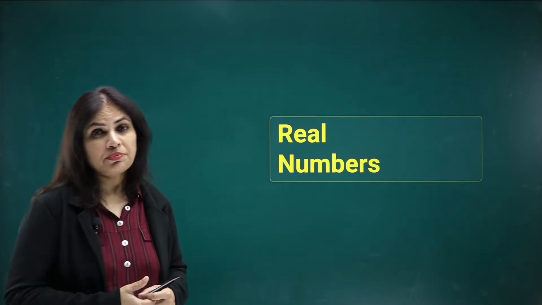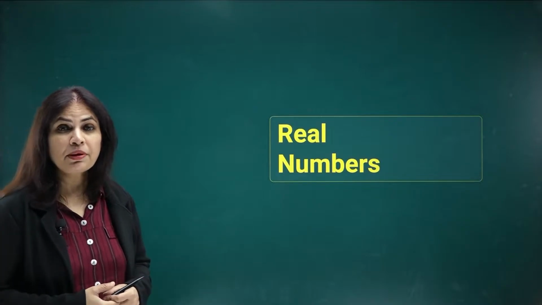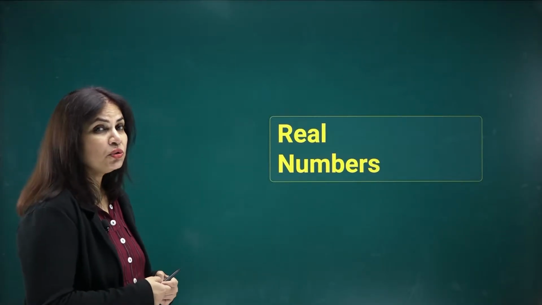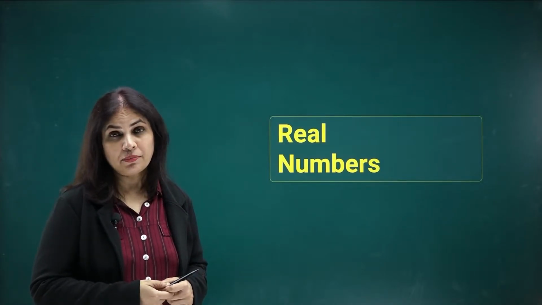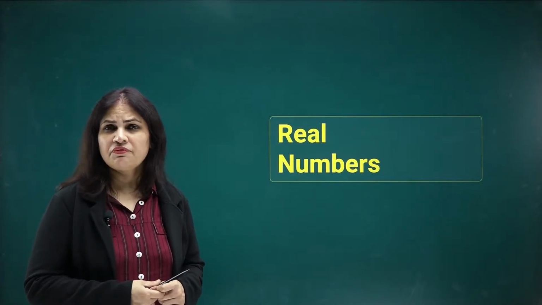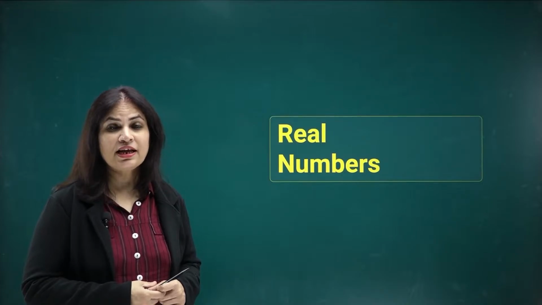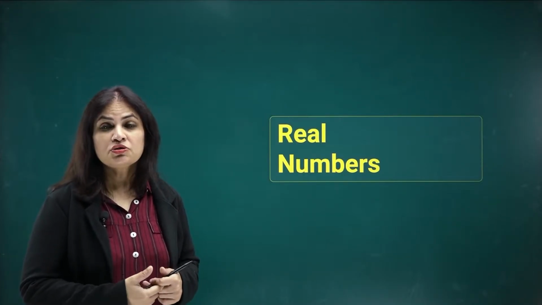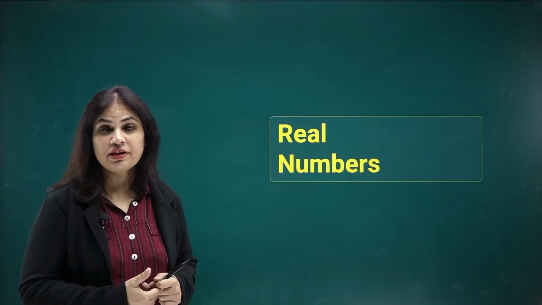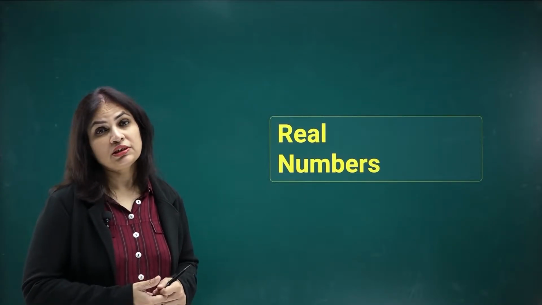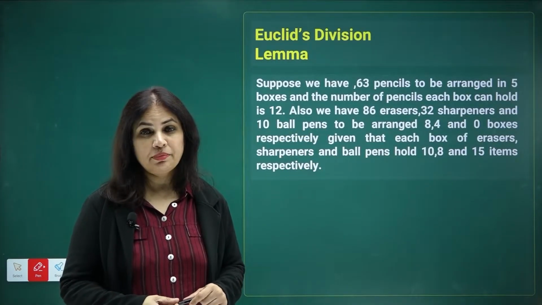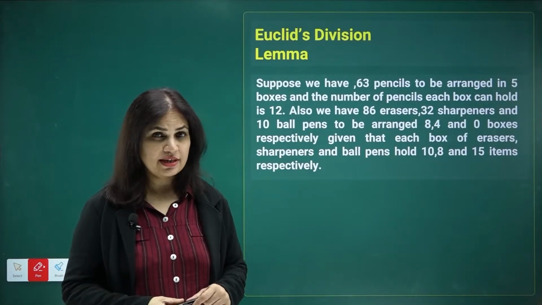Now under this chapter, real numbers, we will be studying some important properties of real numbers, the first being Euclid's division lemma. Euclid's division lemma is a very important concept because it has already helped us to find the concept of HCF and LCM and also division algorithm. Let us try to understand Euclid's division lemma by taking this very simple example.